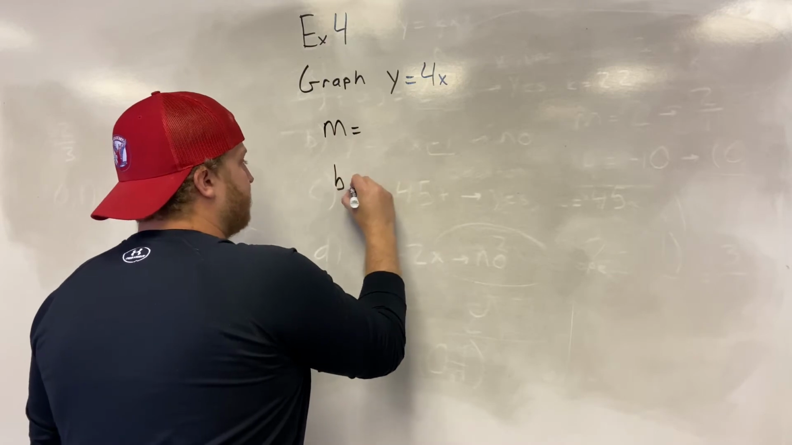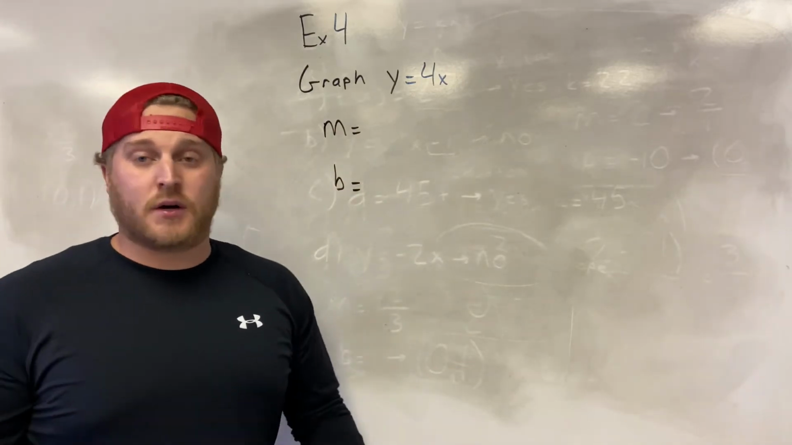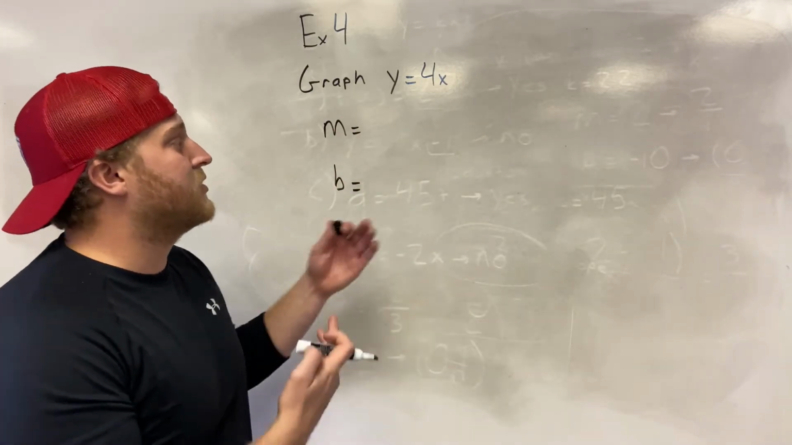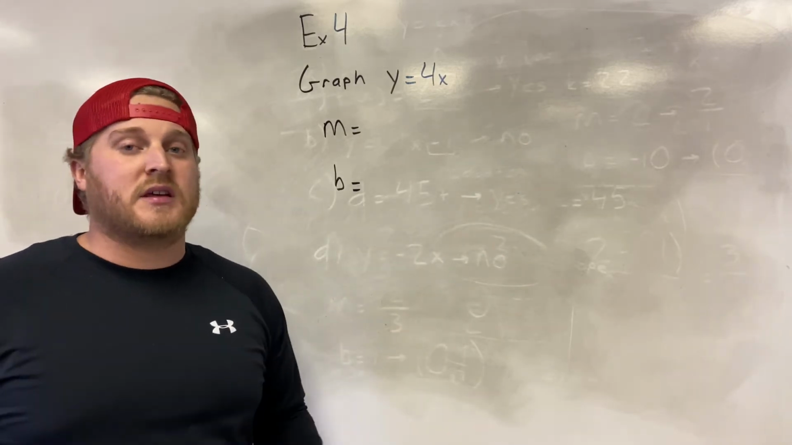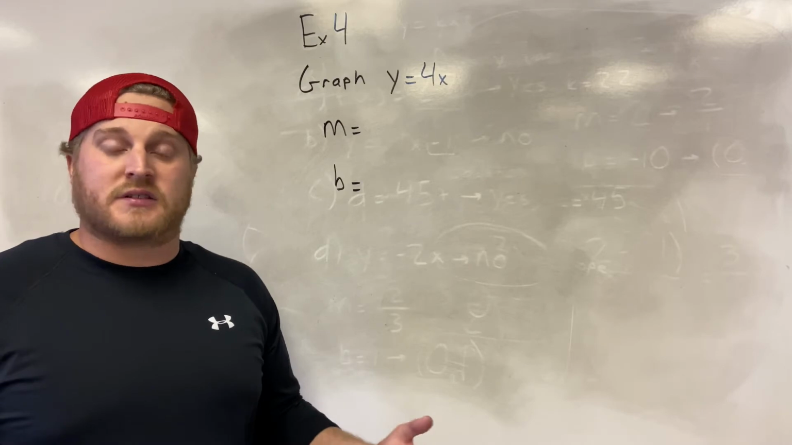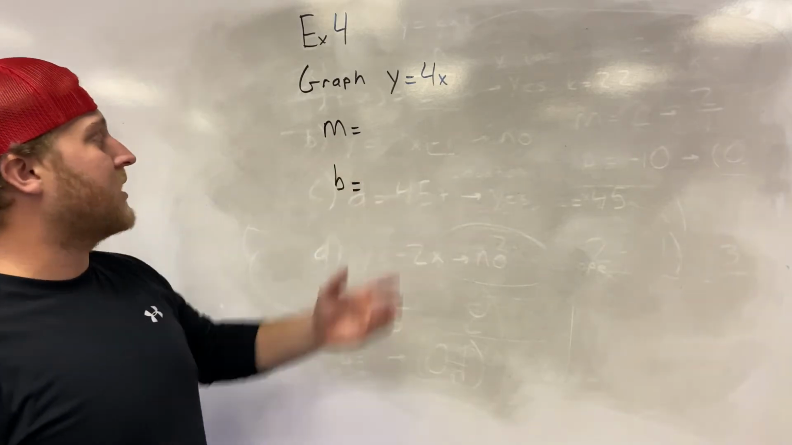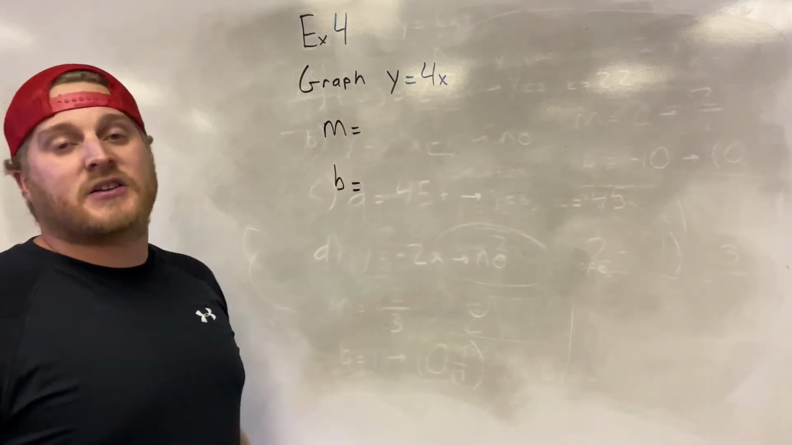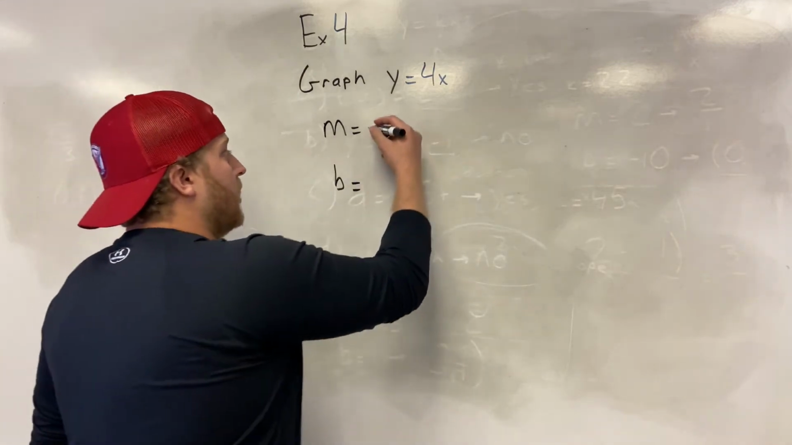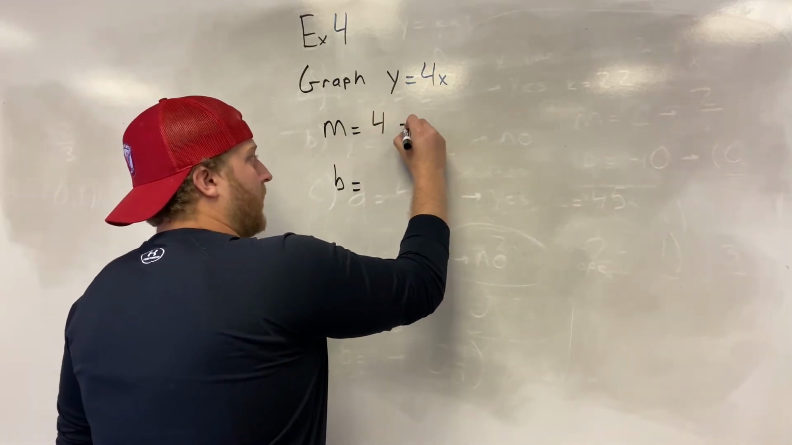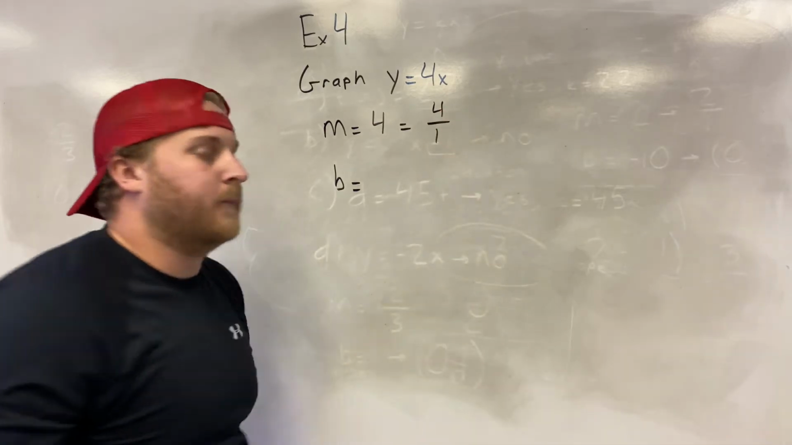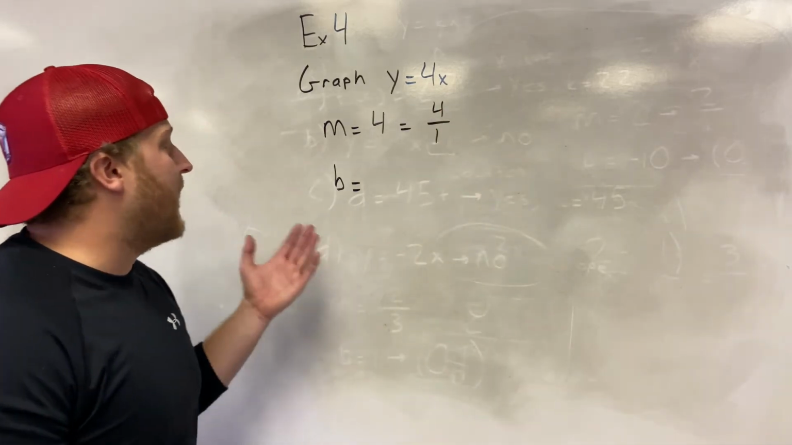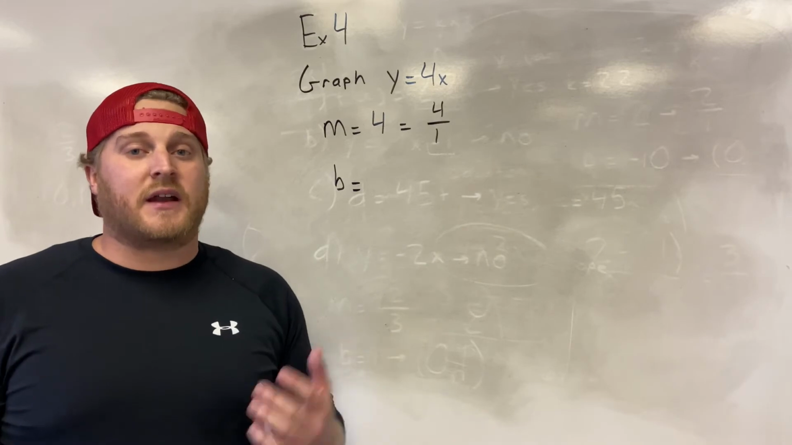Now we just have to identify our m and our b. Now our m is still going to be the number that is attached to the x. Even though in this lesson we're calling that number the constant, it still can represent the slope as well. So in this case, our slope is whatever is attached to the x, which is 4. And we're going to turn that into a fraction, which is 4/1.